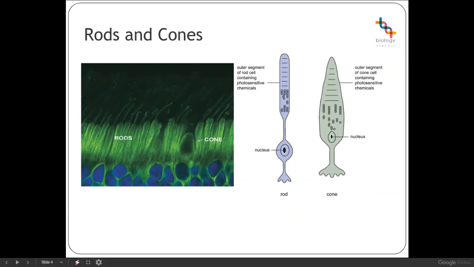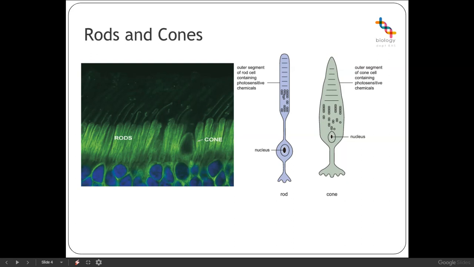So these cells specifically are rod cells and cone cells. Within the retinal tissue, we've got many more rod cells than we do cone cells, around 125 million to 6 million. So 125 million rods to 6 million cones in the human retina.